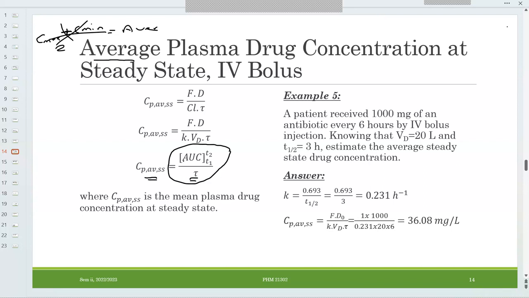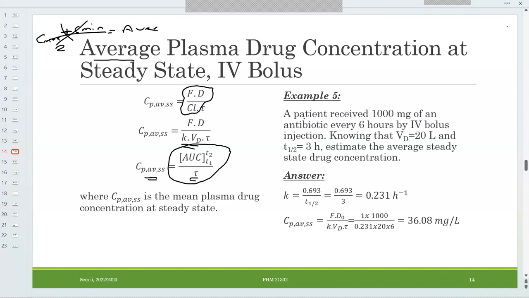And the equation can have other forms because AUC can be replaced by this value, for example, FD divided by clearance. This is equal to AUC. Can be also replaced by, the clearance will be replaced by K times VD. Okay, so we have different forms we can use for calculation of average concentration in case of IV bolus at steady state.